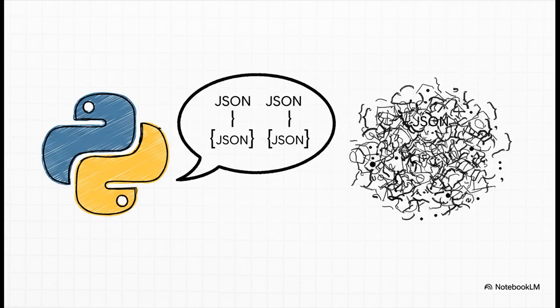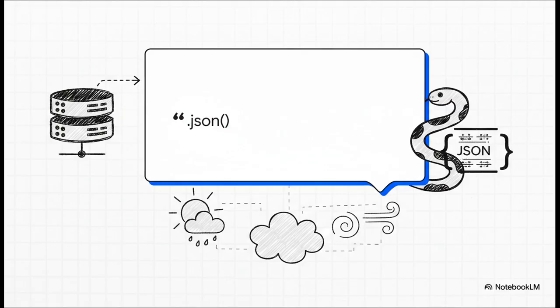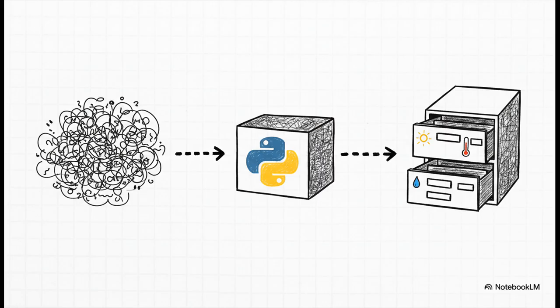Now you might be thinking, oh man, do I have to write some crazy code to figure all that out? But here is the absolute magic of Python. It already speaks this language fluently. You don't have to teach it a thing. It all comes down to this one tiny method, .json. You just take the response the server gave you, add this to the end of it, and that's it. The magic happens instantly.